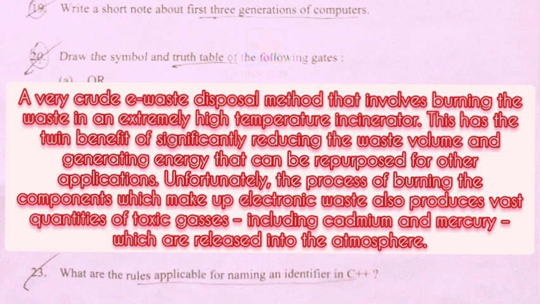2. Incineration. A very crude e-waste disposal method that involves burning the waste in an extremely high temperature incinerator. This has the twin benefit of significantly reducing the waste volume and generating energy that can be repurposed for other applications. Unfortunately, the process of burning the components which make up electronic waste also produces vast quantities of toxic gases including cadmium and mercury which are released into the atmosphere.